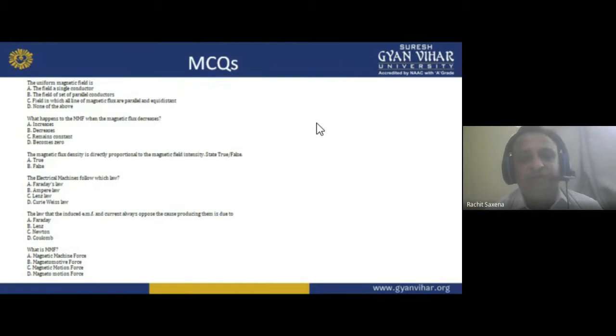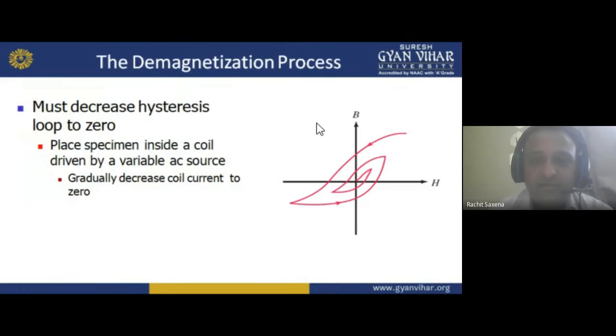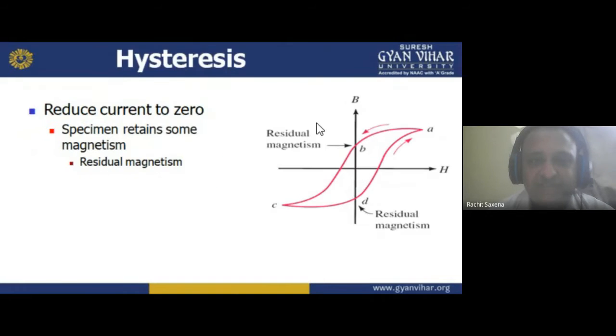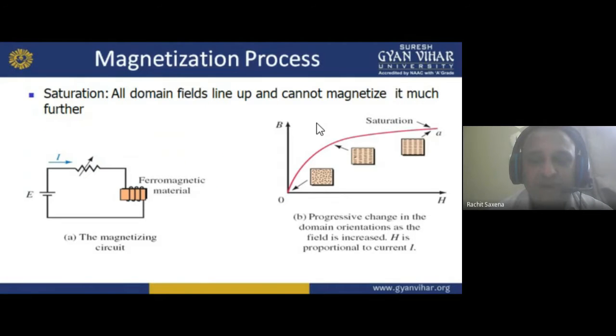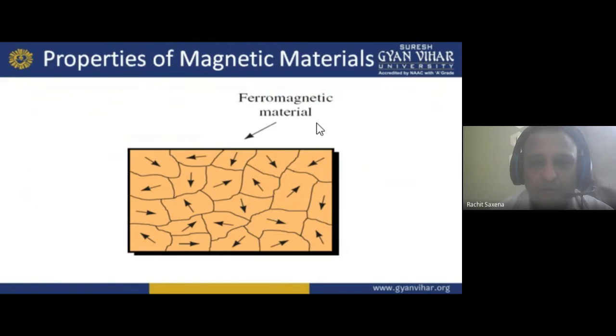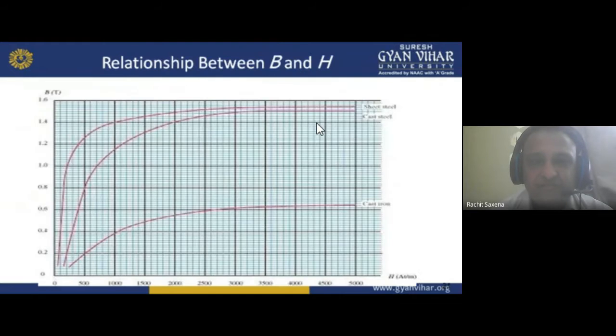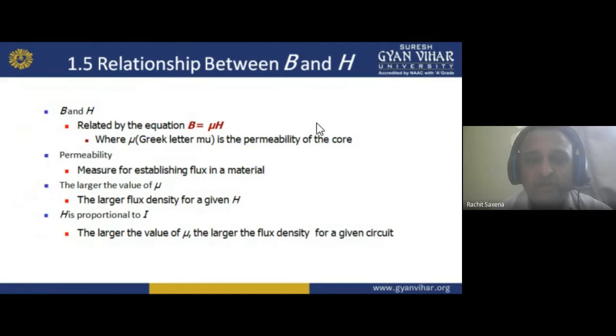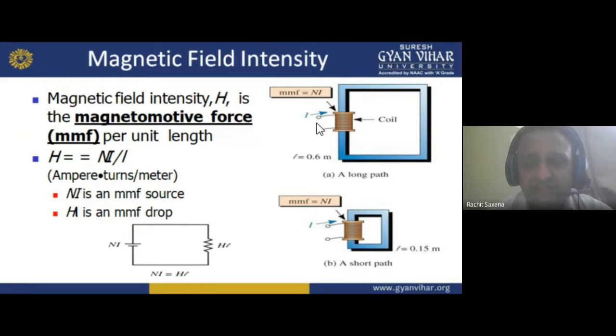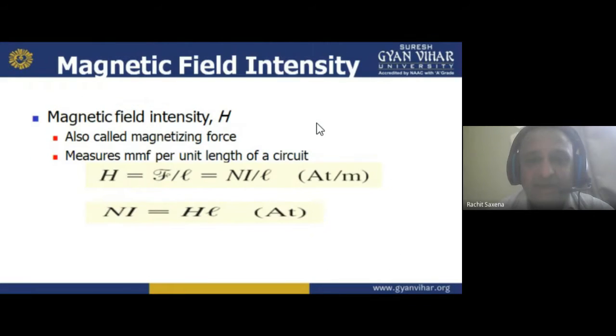And to move forward, you can ask me later what issues or problems you are having. I hope you understand the whole thing. I'm revising the demagnetization process, hysteresis, magnetization process, how it occurs, that is the BH curve, how properties of magnetic material work, how magnets work, applications, the relationship between B and H, that is also known as the hysteresis curve, dear students. What is intensity? That is Ni. Magnetic field intensity is there.